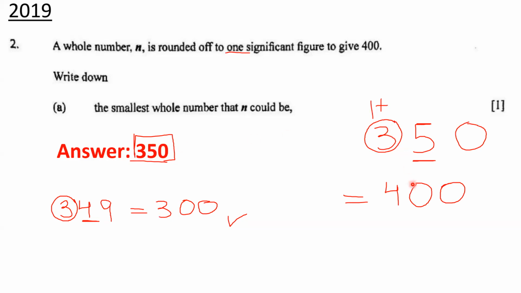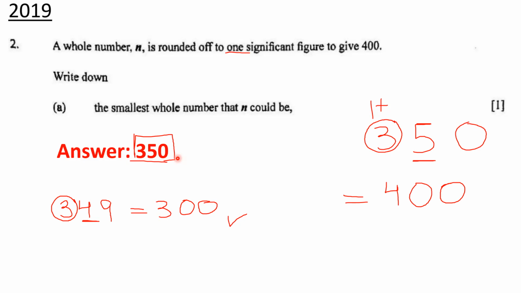Now the question is, someone may be saying, how do we know that this is the lowest? How do we know that this is the smallest whole number such that when we round it off to one significant figure, we get 400? Well, let's go one step lower. If when we go one step lower and we round off to one significant figure and we get 400, then that means that 350 is not the lowest. But if when we go one step lower than 350 we get a number such that when we round it off to one significant figure, we do not get 400, then that means that 350 is the smallest.